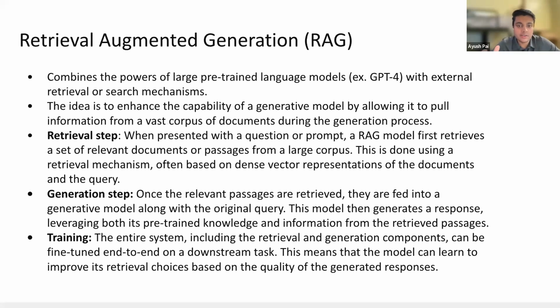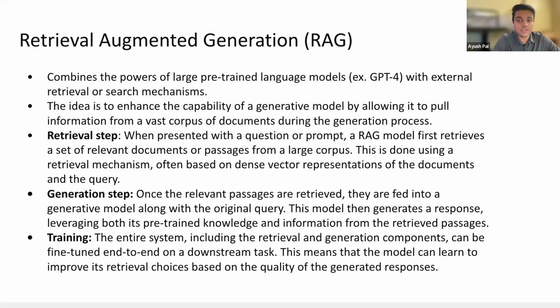The next one is a more advanced technique called retrieval augmented generation. It synergizes the strengths of large pre-trained language models such as GPT-4 with external search or retrieval mechanisms.